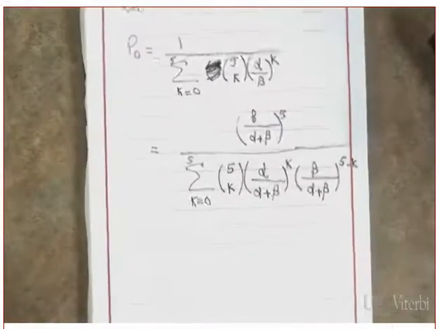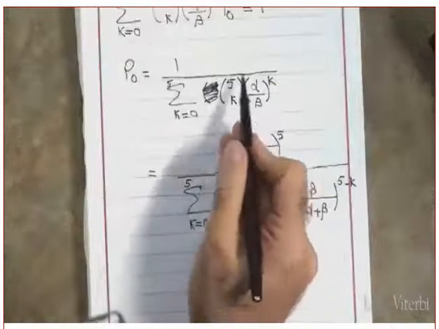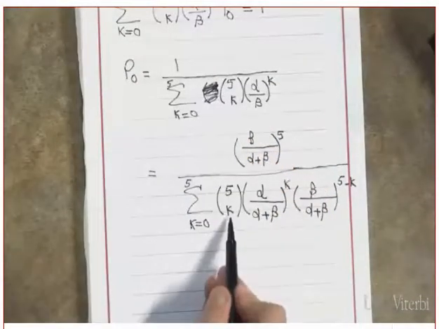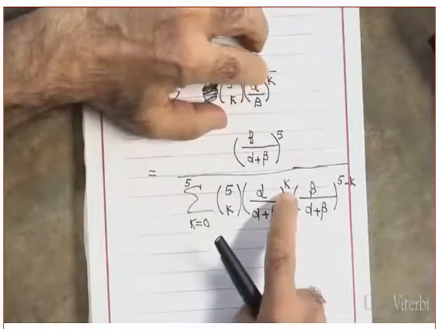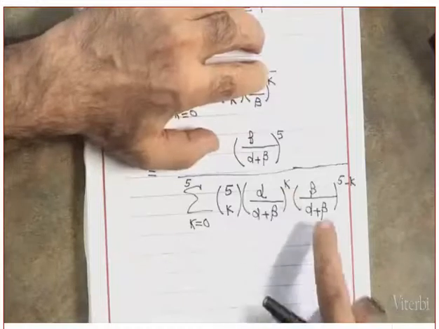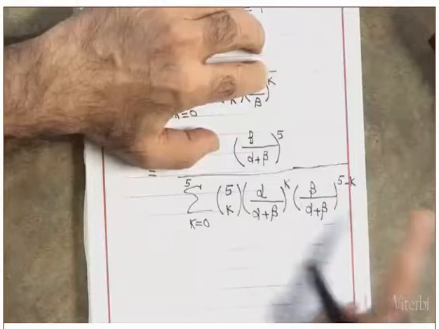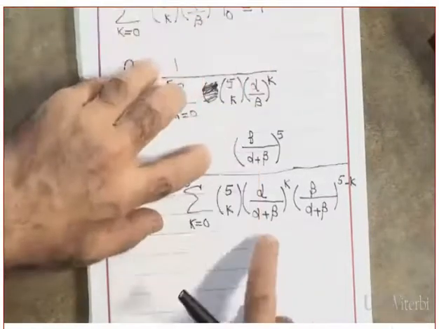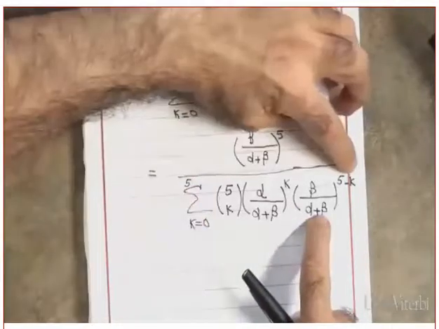Did you lose me here? You lost me here. Concentrate. I want to change this format into another format. The 5 choose K is this 5 choose K. Alpha to the K is this alpha to the K. Clear? Beta to the K, beta is in the denominator. Beta to the minus K is what? 1 over beta to the K. Agree? Okay. Alpha plus beta to the K will cancel with alpha plus beta to the minus K.